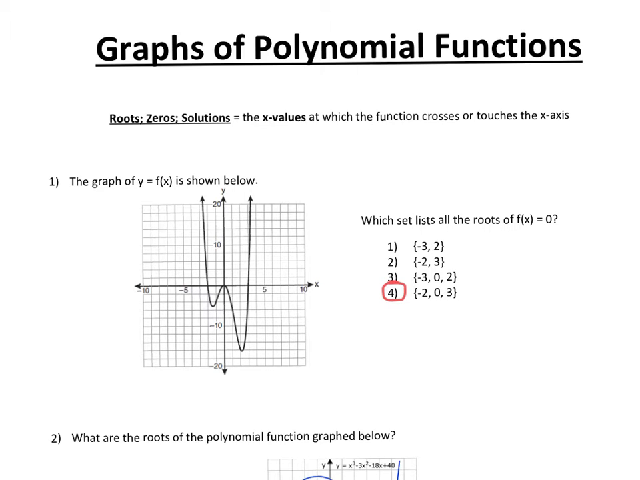All right, so if you recall, we know that the roots or the zeros or the solutions, these three words mean the same thing. These are the x values at which the graph crosses or touches the x-axis. So if you look at this graph, the roots, the zeros, or the solutions would be at x equals -2, x equals 0, and x equals 3. Okay, so you recall that from last night's Edpuzzle.